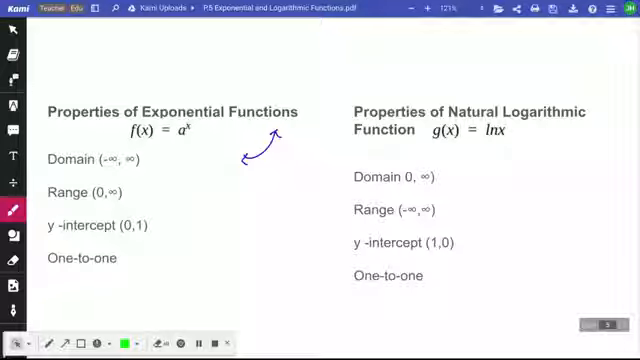So then if we go to properties of natural logarithmic functions, g of x looking like natural log of x. This one was exponential. This is natural logarithmic.